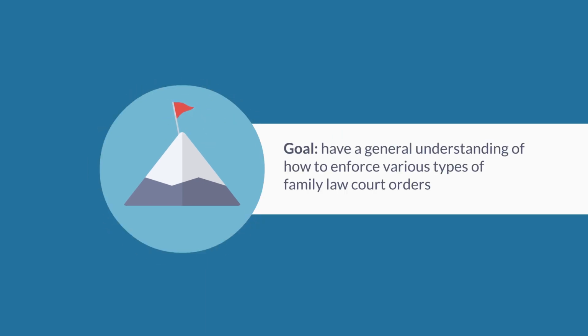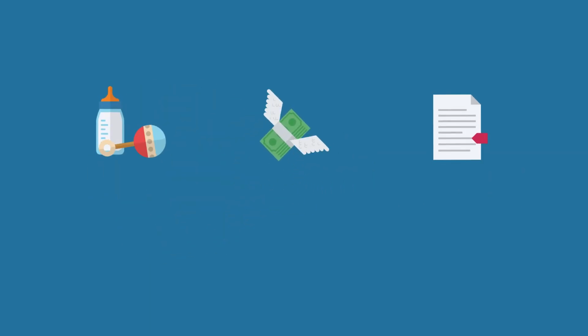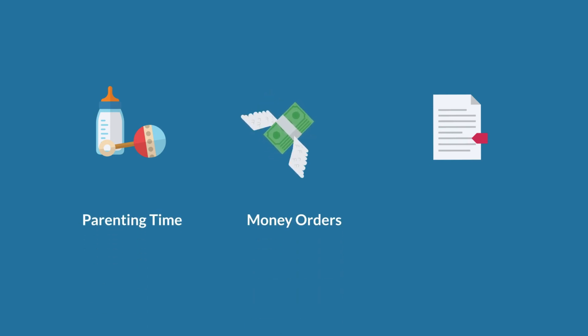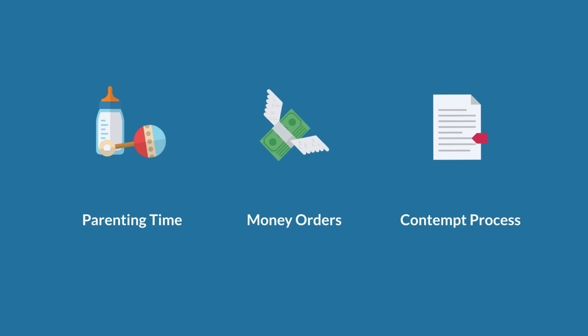The goal of this presentation is for you to have a general understanding of how to enforce various types of family law court orders. There are three main categories that we're going to talk about. We're going to talk about enforcement of parenting time orders specifically. We're going to talk about enforcement of money orders specifically, and then we're going to talk about the contempt process, which is a process you can use to enforce any kind of court order.